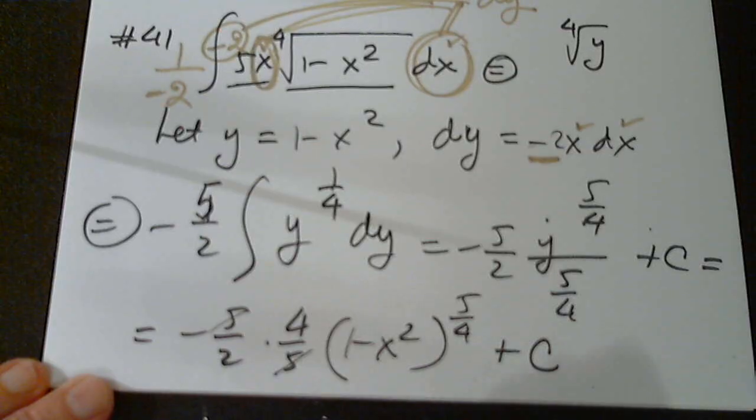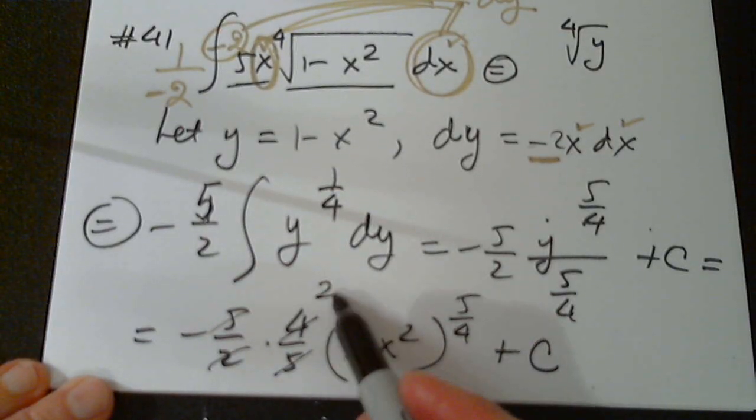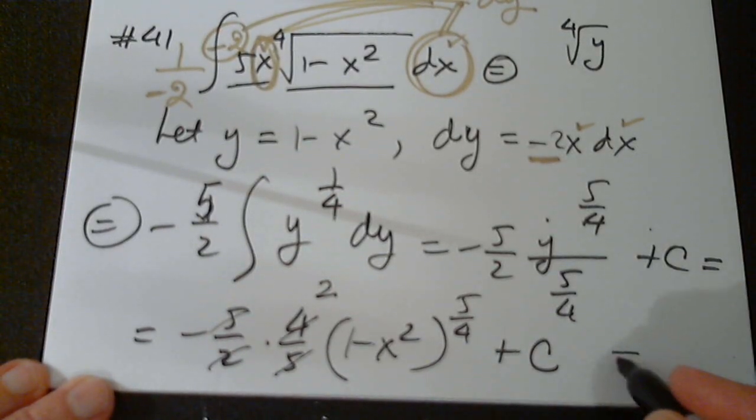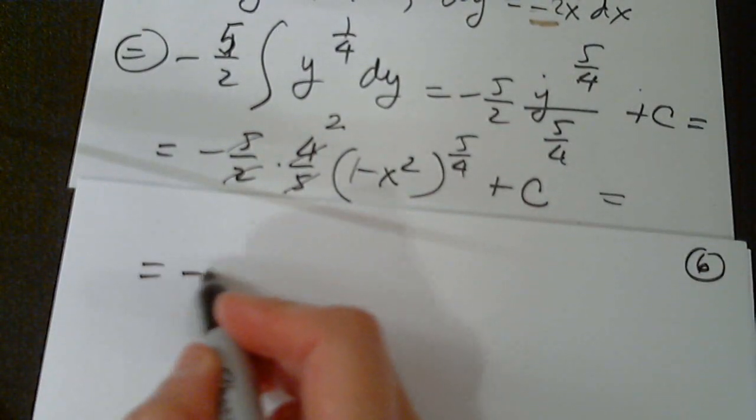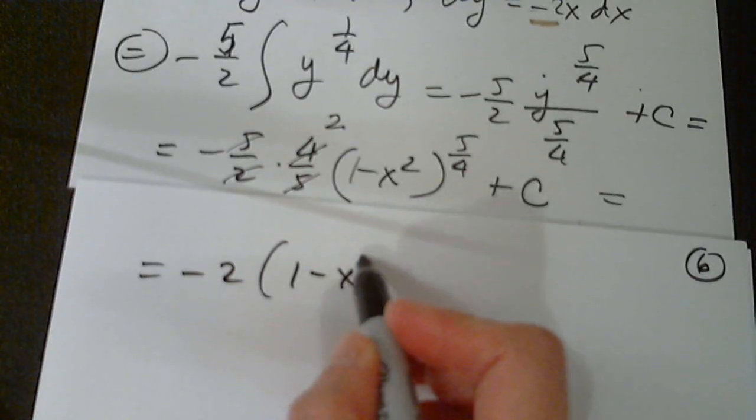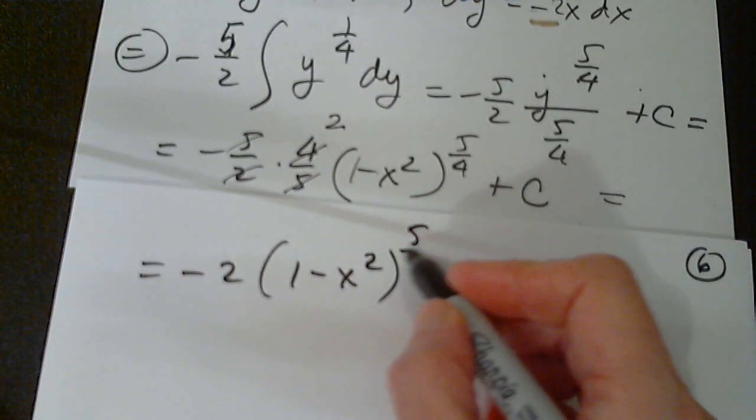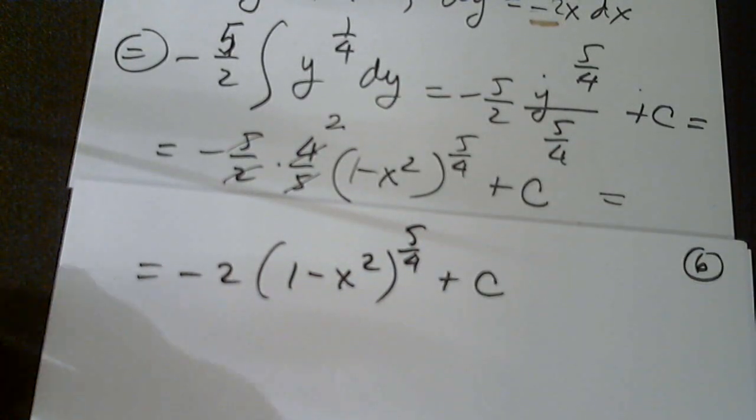I will simplify these. I will simplify these. So the final simplified form will be negative 2 times 1 minus x squared raised to 5/4 plus a constant c.